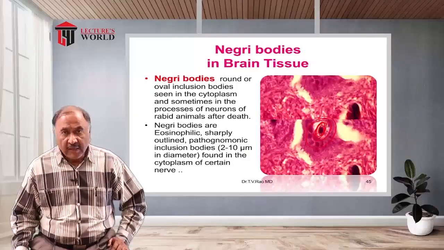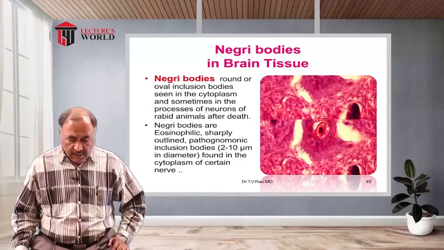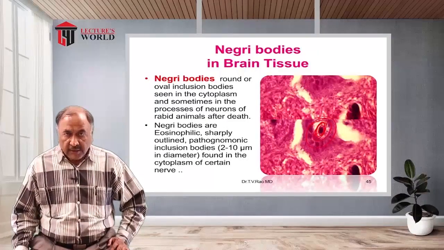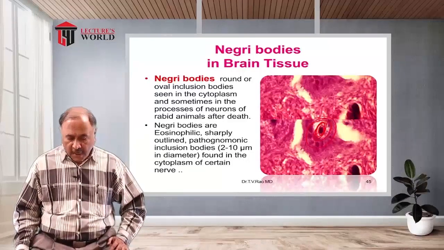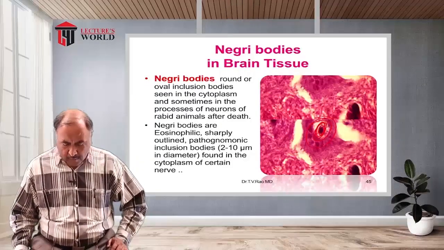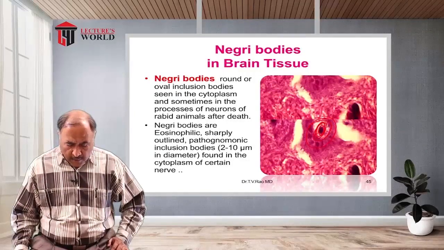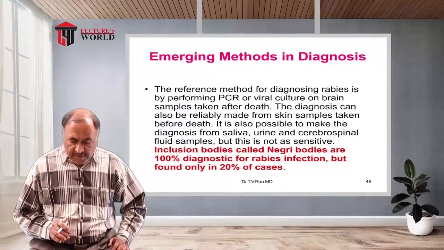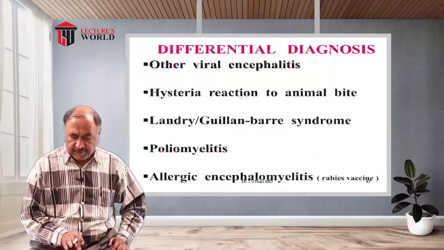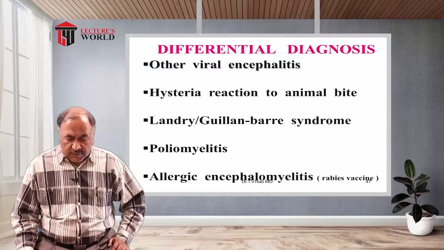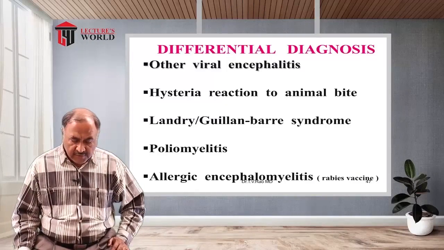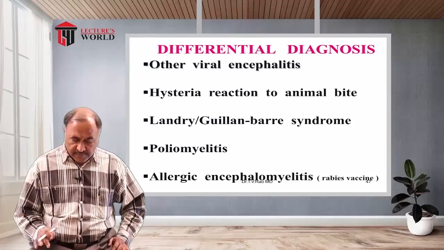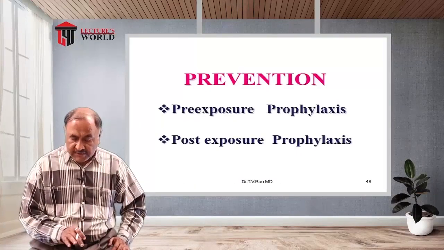Negri bodies are round or oval inclusion bodies that can be seen in the cytoplasm and sometimes in the processes of neurons of rabid animals after death. Negri bodies are eosinophilic, sharply outlined, pathognomonic inclusion bodies, 2 to 10 micrometers in diameter, found in the cytoplasm of certain nerve cells. PCR is one of the emerging methods for diagnosis. Differential diagnosis includes differentiation from other viral encephalitis, hysterical reaction to animal bites, Guillain-Barré syndrome, poliomyelitis or allergic encephalomyelitis.